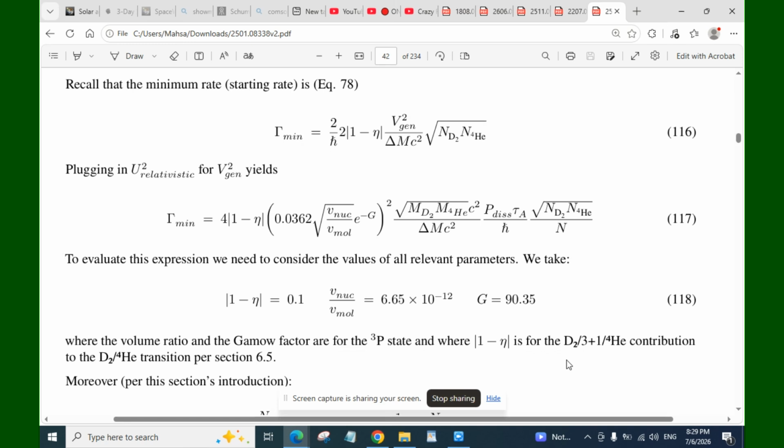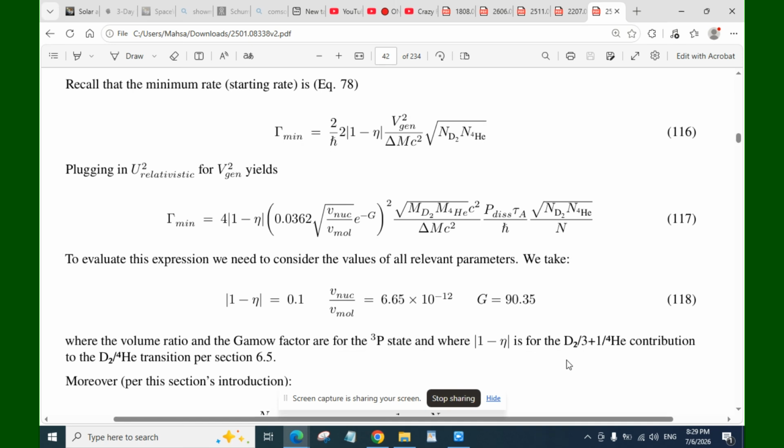0.0362 multiplied by the square root of nu nuclear divided by nu molar, multiplied by e to the power of minus g squared, multiplied by the square root of m deuterium m helium-4, multiplied by c squared divided by delta m s c squared, multiplied by P dissipation tau divided by h, multiplied by the square root of n deuterium n helium-4 divided by n.